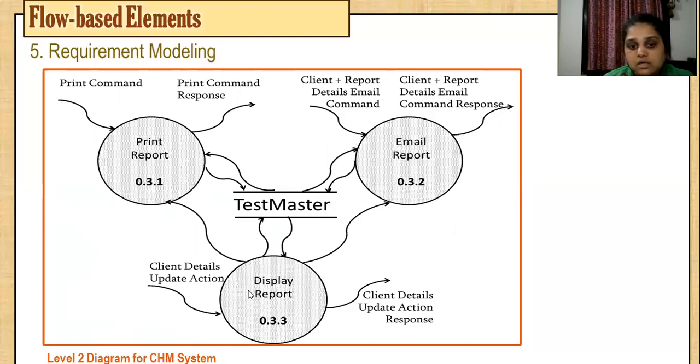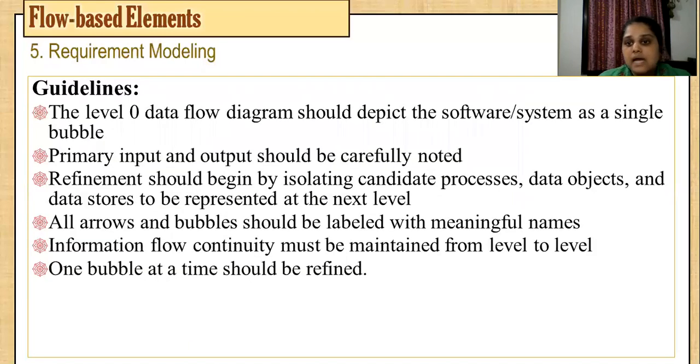And this is a display report, so you are giving the client details and you are getting your report here. So for all this, you are supposed to use the test master database in order to view the reports. So this is how we are writing or preparing a DFD diagram. We have seen the various levels of decomposition at level 1 and level 2, with a detailed representation of two functionalities, that is client management and report management. Okay, so let us see some guidelines.